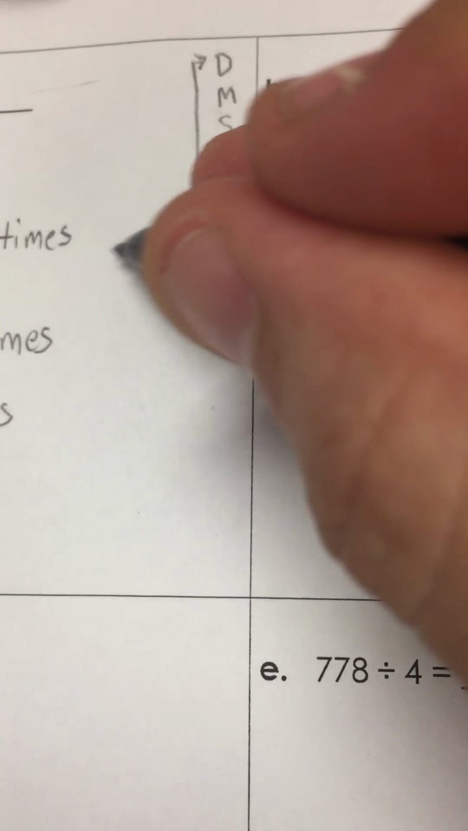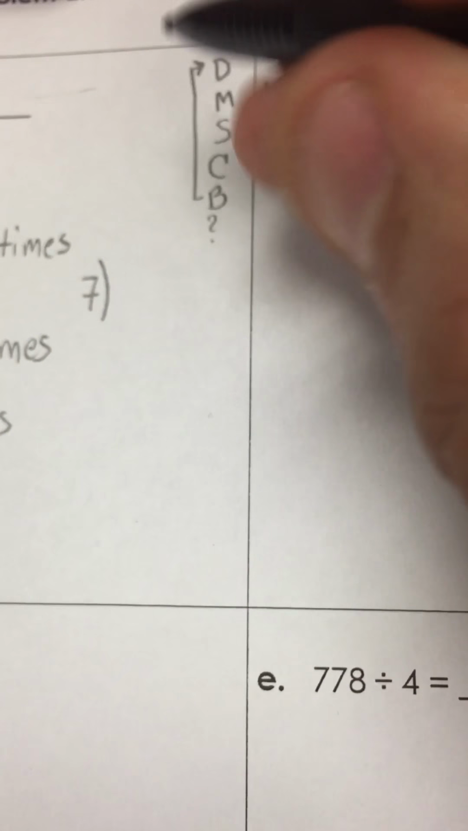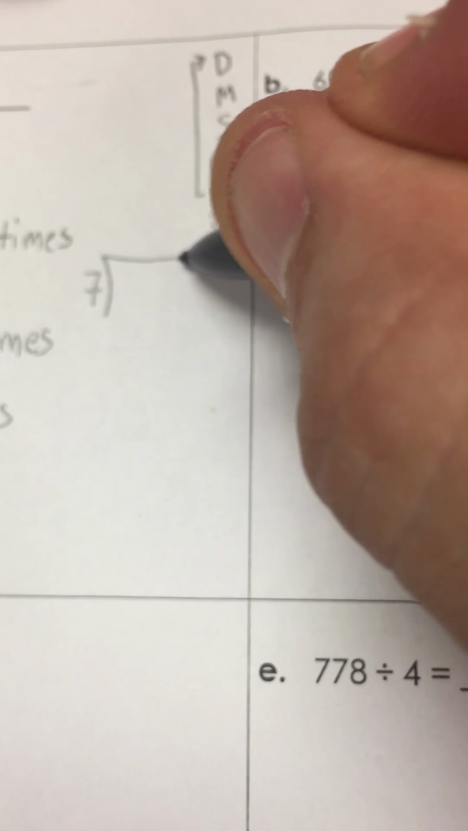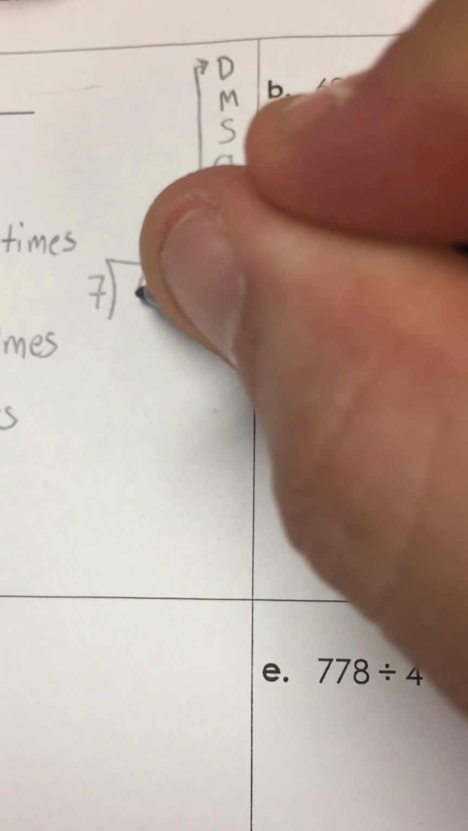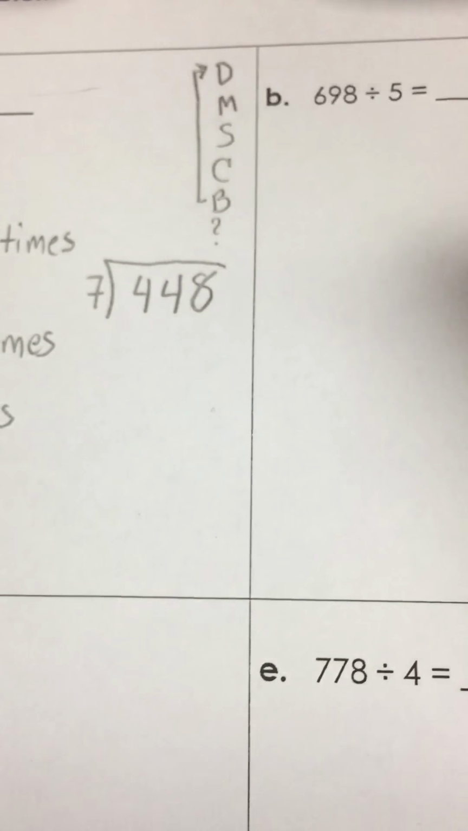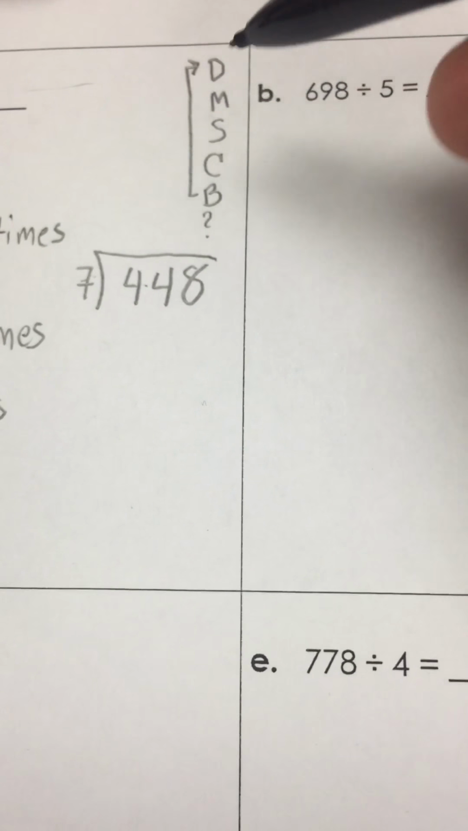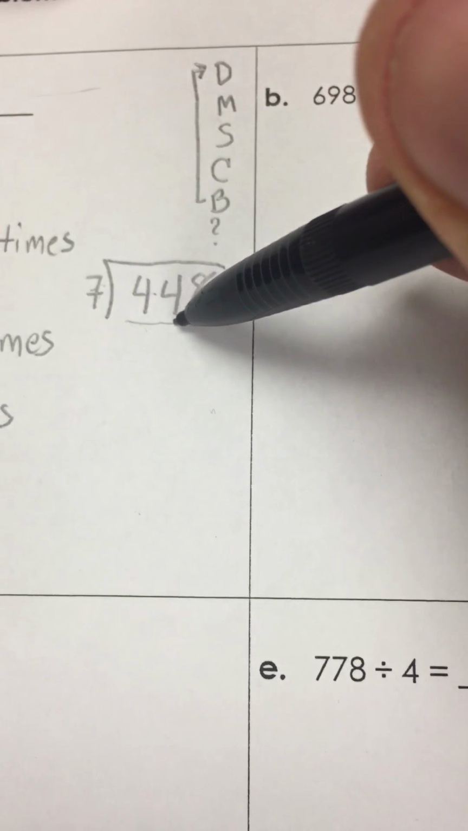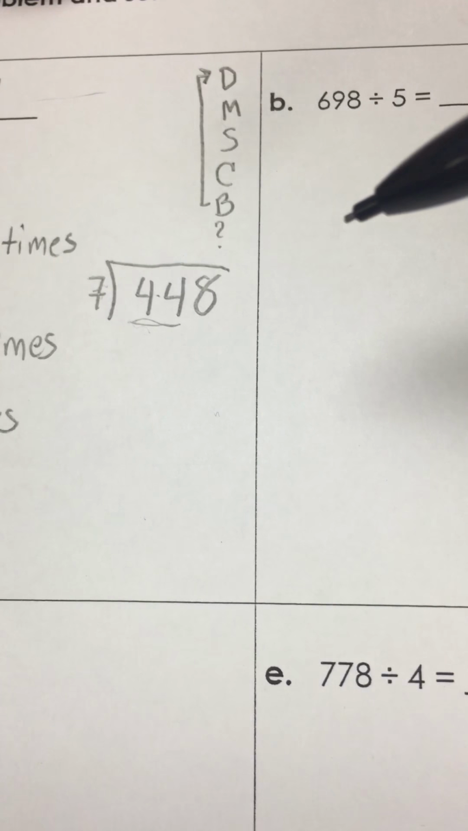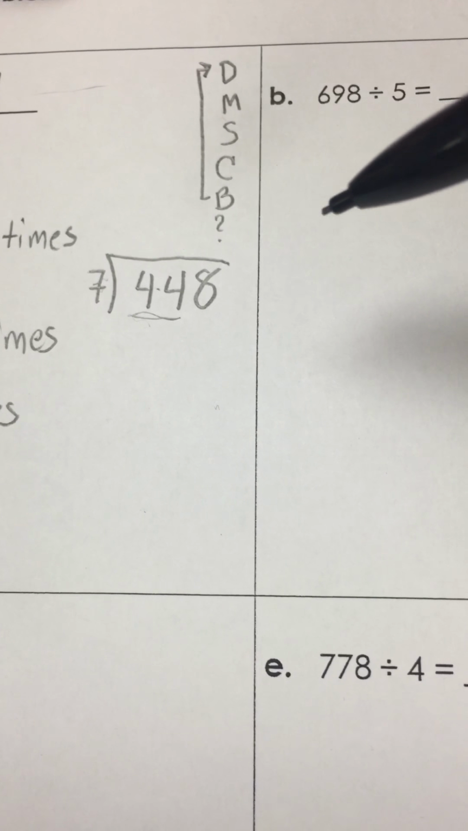So I don't have a ton of room here. I'm going to try to squeeze it in here. Yeah, I really don't. 7 into, and that's okay. 7 into 448. And in this particular problem, can I do 7 into 4? No. No, I can't do that. How about 7 into then 44? How many times does 7 go into 44?